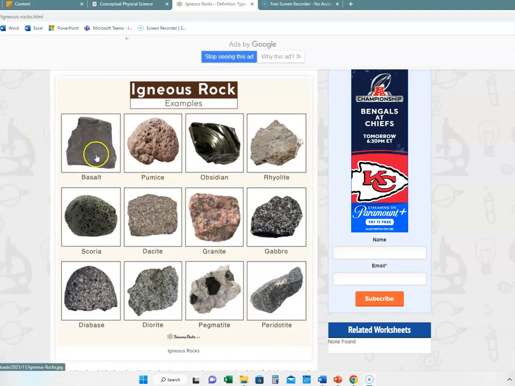There's a nice picture of basalt. There's a nice picture of some granite. And just to let you know, as far as igneous rock goes, this pumice is actually less dense than liquid water. So this is the only igneous rock that will actually float in liquid water. So I just thought I'd point those out.